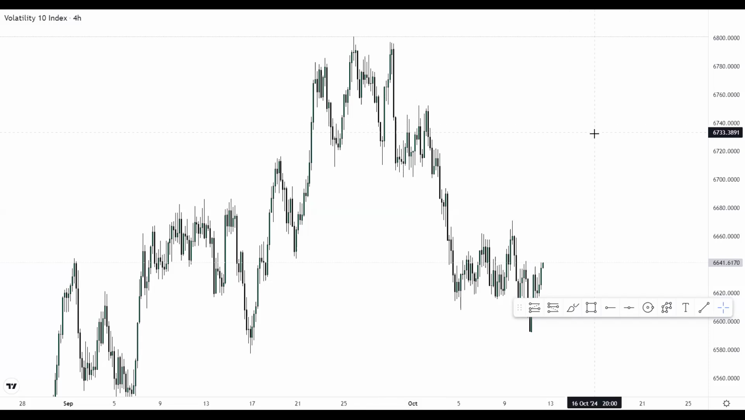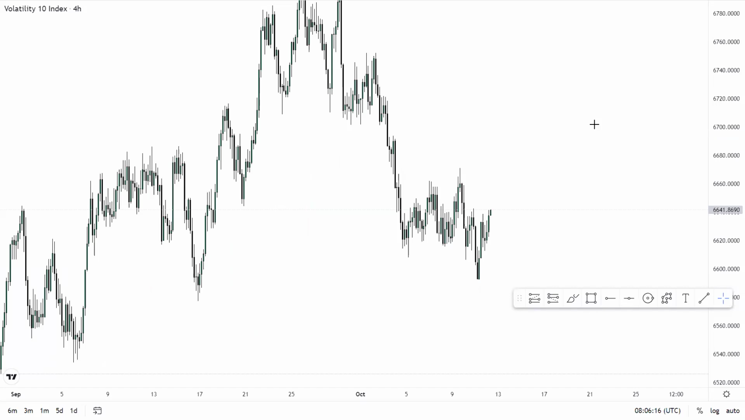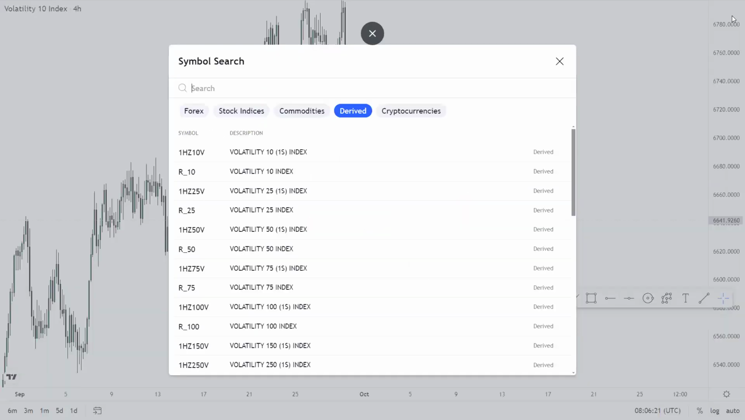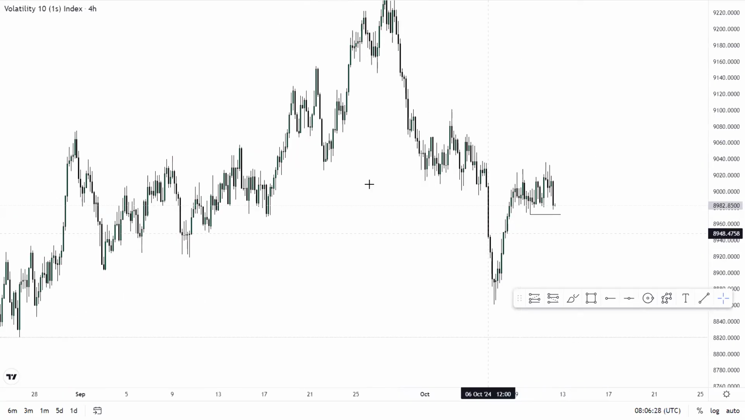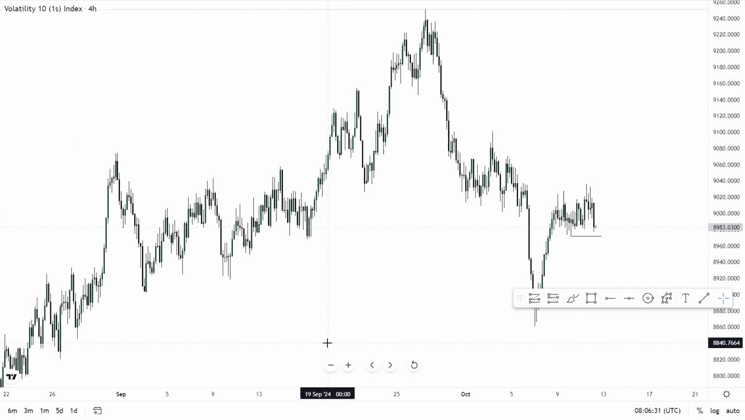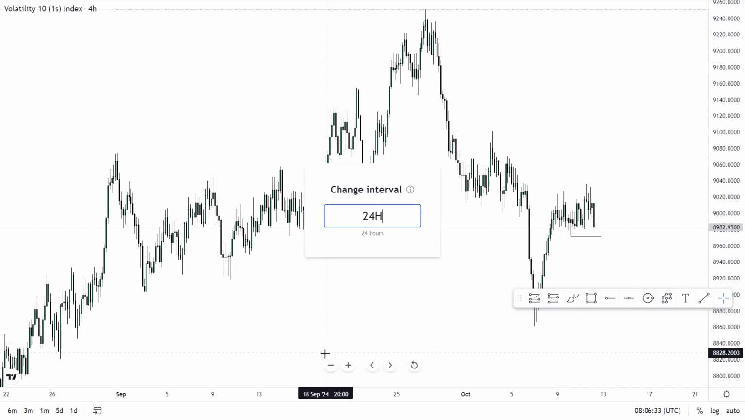Okay. So let's get started with volatility 10-1S. Right. Let's get started with that. All right. This is volatility 10-1S. And we're going to get started from the 24 hours time frame.